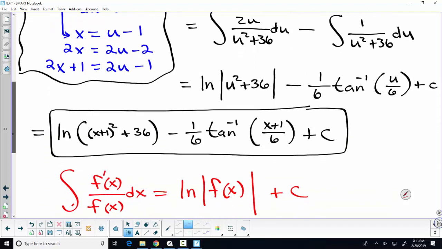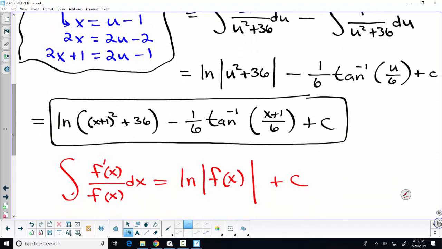Any other questions? Why did you get rid of that absolute value? The u squared plus 36 is always positive, or you can say x plus 1 squared plus 36. It's always positive.